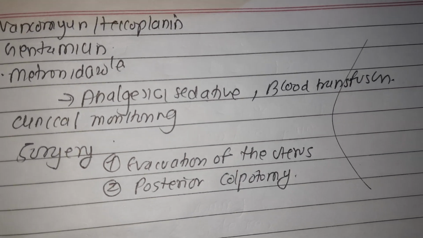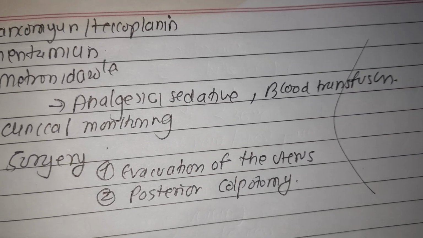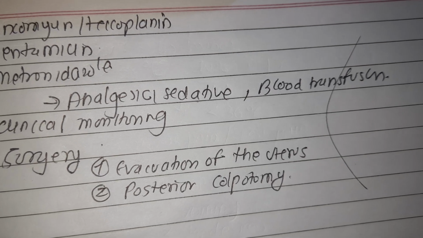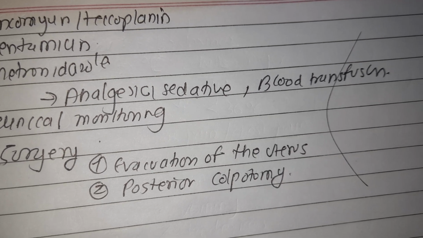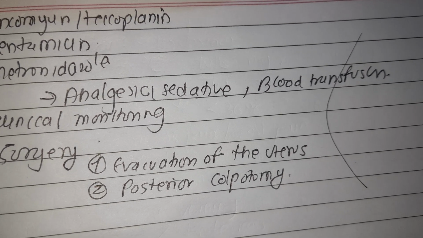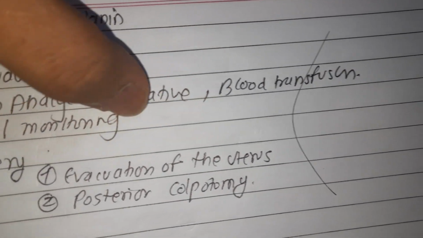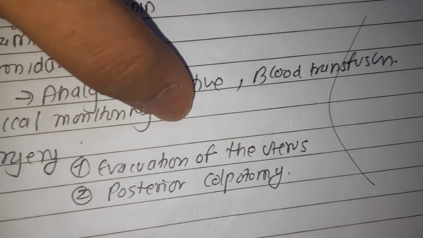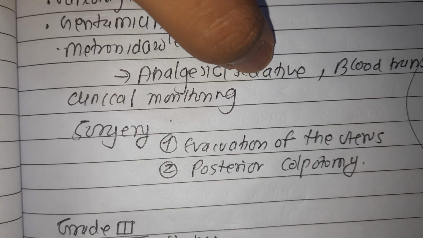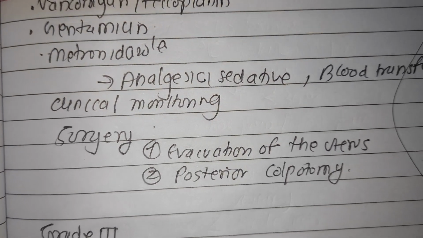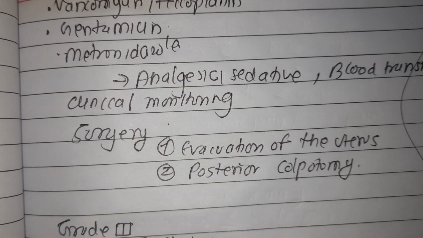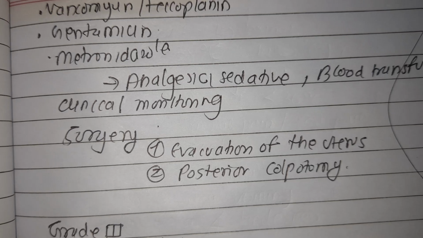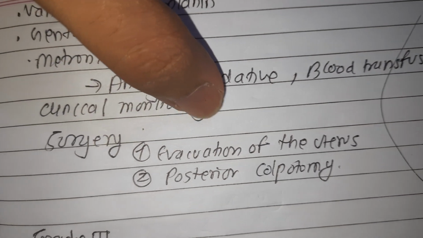Analgesic and ATS are given as in grade 1. Blood transfusion is more often needed than in grade 1 cases. Clinical monitoring is done to note the pulse, respiration, temperature, urinary output, and the progress of pain, tenderness, and mass in the lower abdomen. And central venous pressure should be greater than 8 mmHg. And so we have to do clinical monitoring.